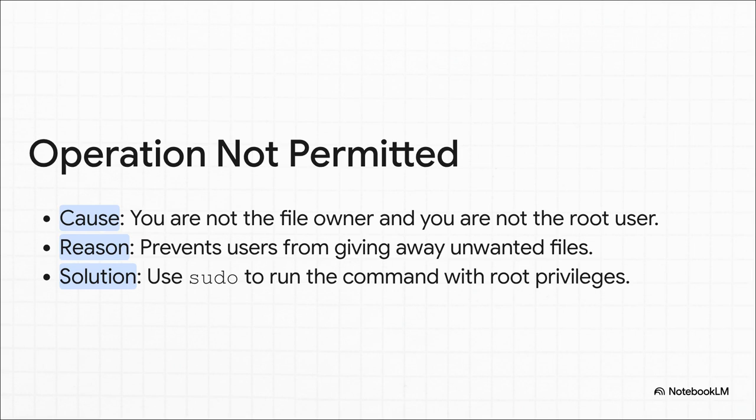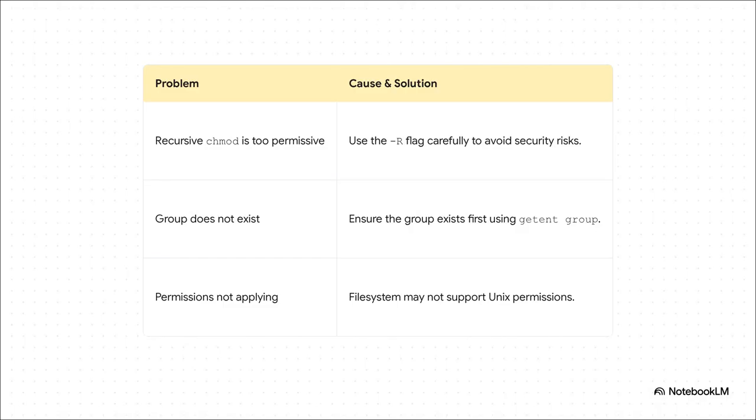So what's the fix? Your best friend in the terminal, the sudo command. It lets you borrow those root privileges for a moment to get the job done. And here are a couple of other common traps to watch out for. Using that recursive flag on the wrong directory can accidentally blow a huge security hole in your system, so always double-check your path. Also, if you try to give a file to a group that doesn't even exist, the system's going to tell you no. You can easily check if a group is real with a command like getent group.